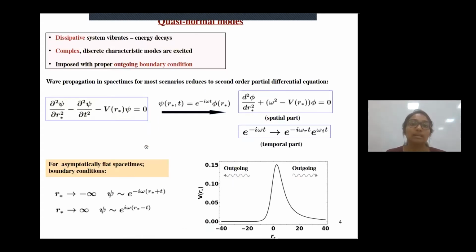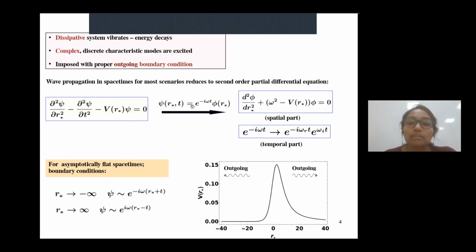So let us begin. First, we would like to know what quasi-normal modes are. Whenever there is any dissipative system that vibrates, there is always a decay of energy associated with it. This loss of energy happens through complex, discrete, characteristic modes of the system, which, when imposed with proper outgoing boundary conditions, are called quasi-normal modes. In most scenarios, the wave propagation in spacetimes can be reduced to a second-order partial differential equation of a form like this, where r star is the tortoise coordinate and V of r star is the effective potential which is associated with the spacetime geometry as well as the perturbation.